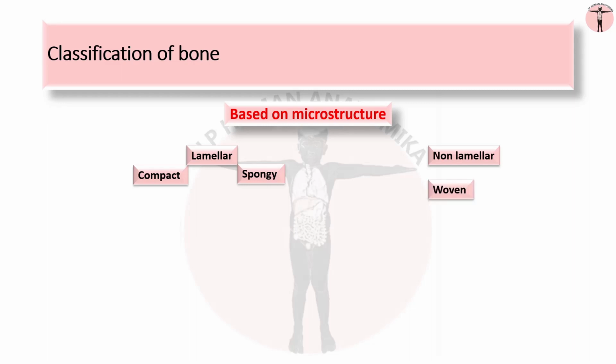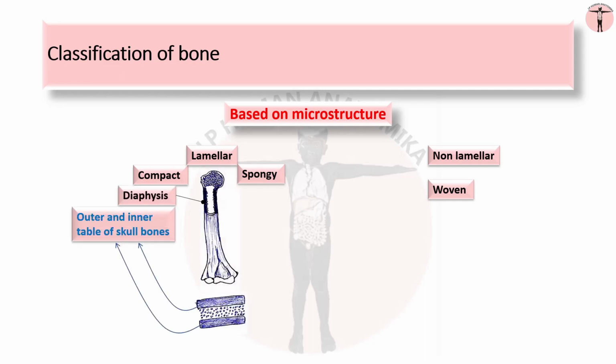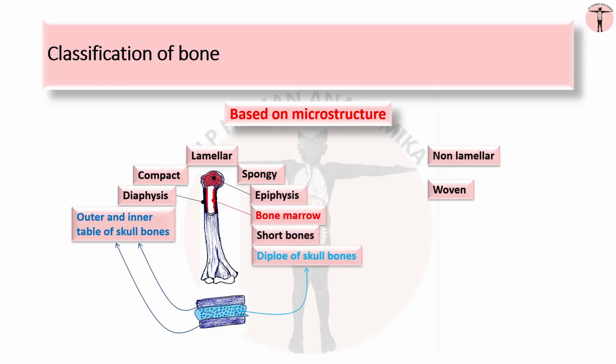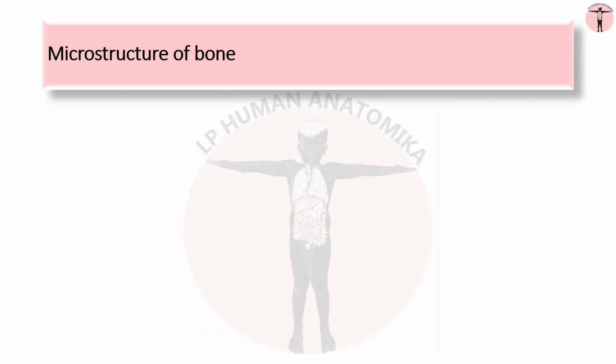Compact, cortical lamellar bone is seen in the diaphysis of long bones, and the outer and inner table of skull bones. Cancellous, trabecular or spongy bone is present in the epiphysis, bone marrow, short bones and diploe in skull bones. Non-lamellar bone is seen in the developing fetus. Now let us see the details of the microstructure of all three one by one.